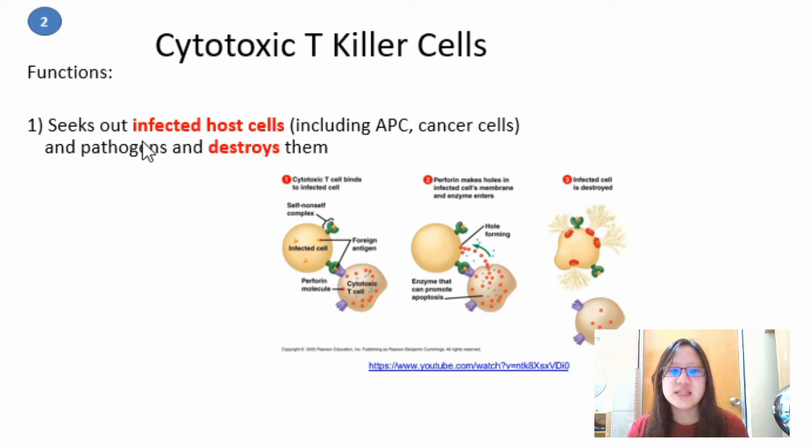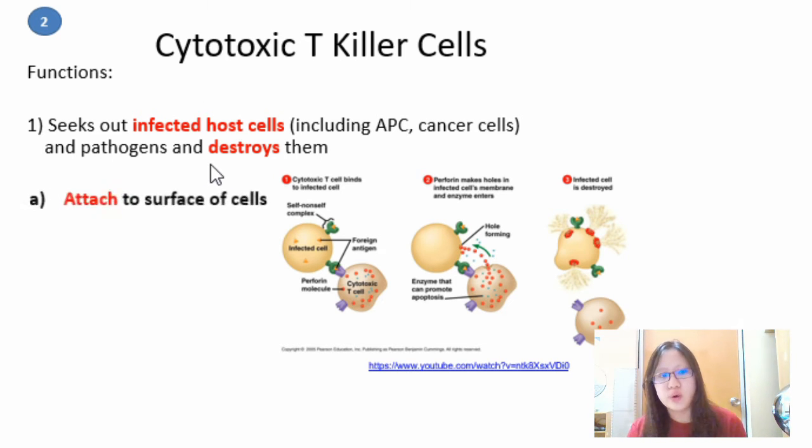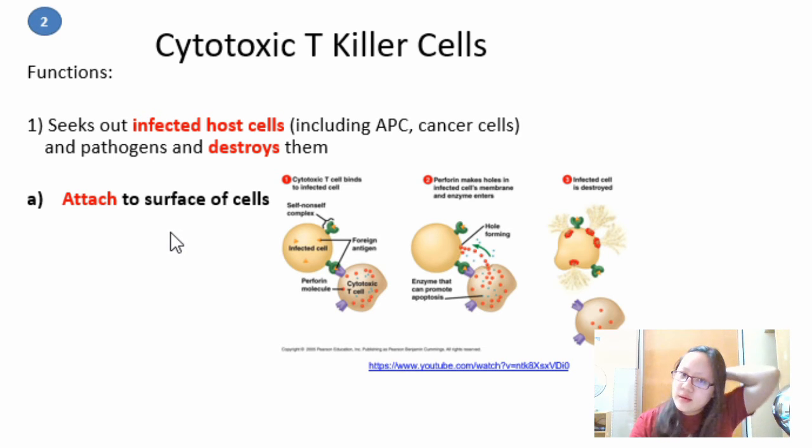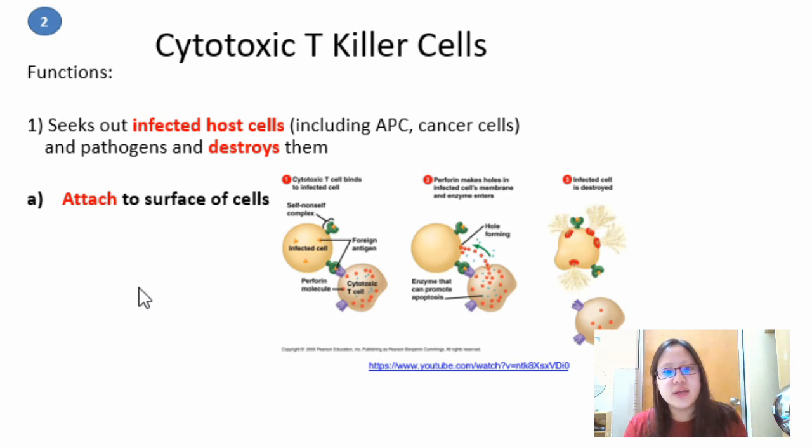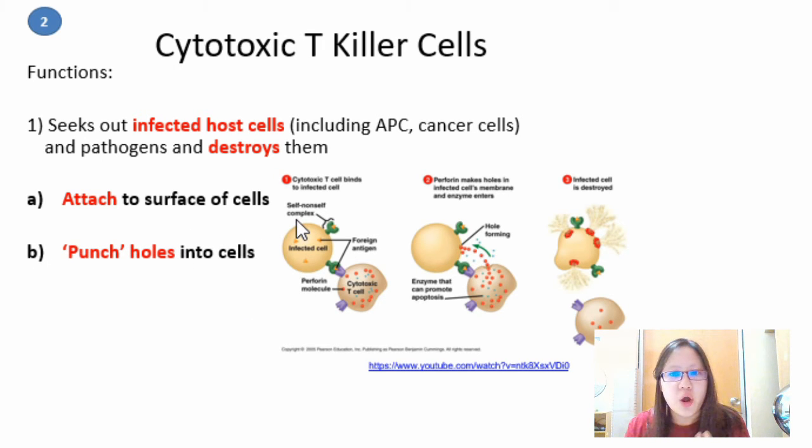So this is what it does. Number one, it seeks out infected host cells. This includes the antigen presenting cells. This also includes cancer cells. Now, these faulty infected host cells, seek them out and it will destroy them. So how does it do that? Number one, it sort of attaches to the surface of cells first. They do have some sort of receptor to detect whether it's foreign or not.